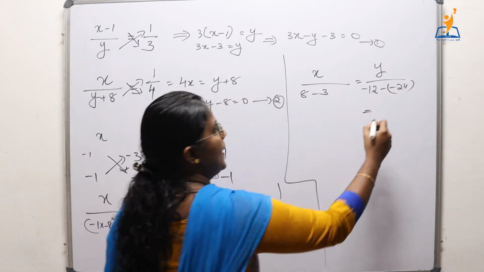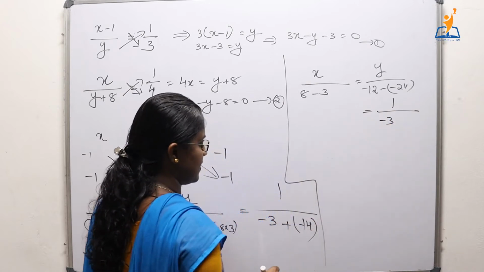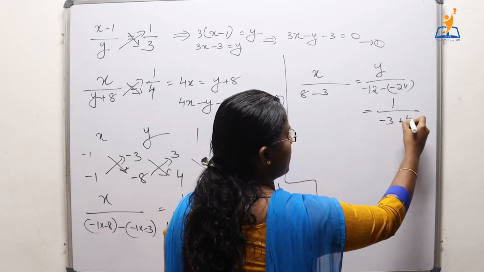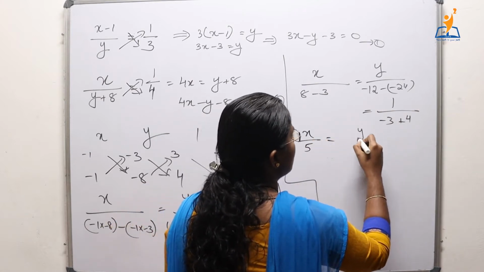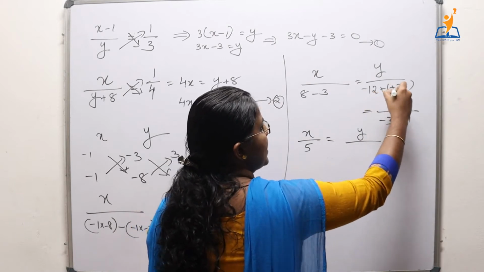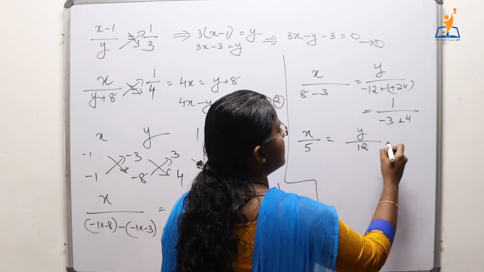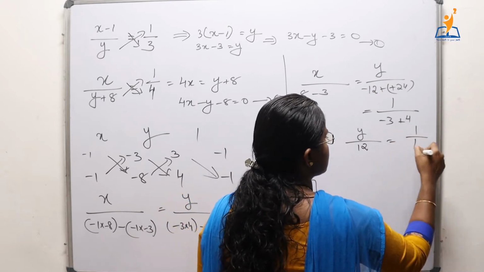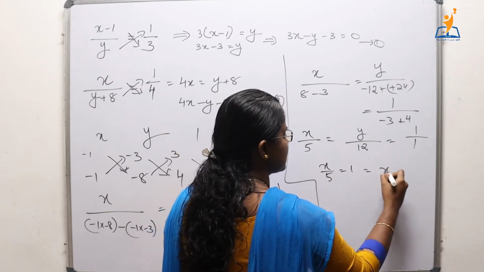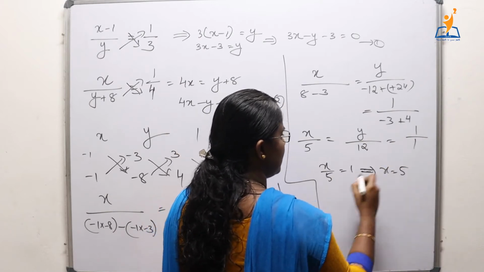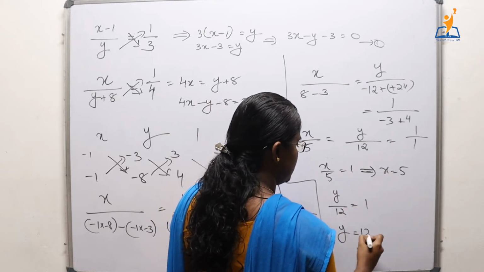Now 1 by -3, minus and minus gets positive, so -3 plus 4. So x by 5 is equal to y by -12, minus and minus gets positive, so -12 plus 24 is plus 12. This is equal to 1 by -3 plus 4 is 1. So x by 5 is equal to 1, which means x is equal to 5. y by 12 is equal to 1, which means y is equal to 12.